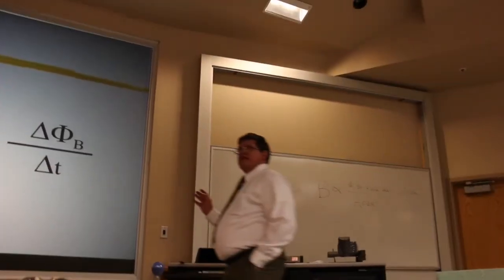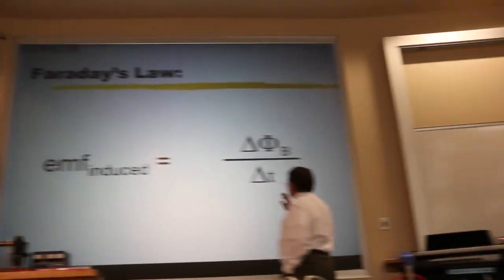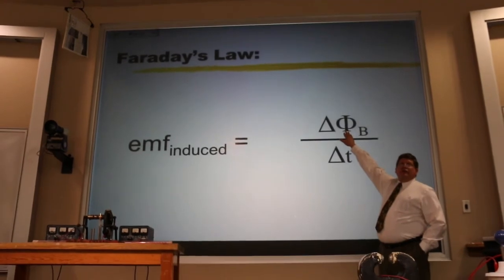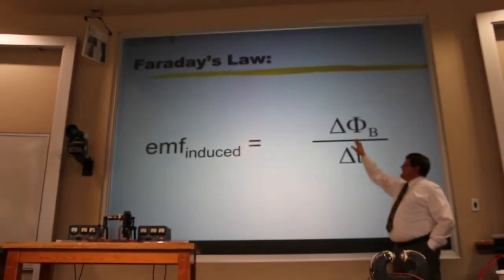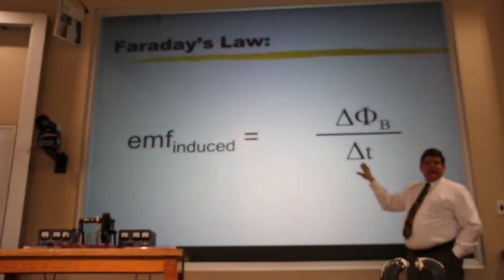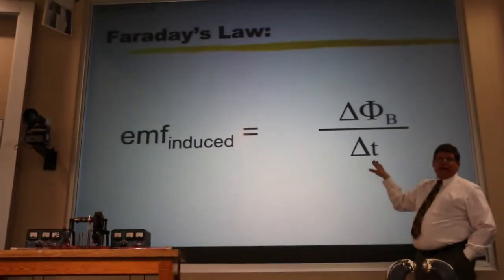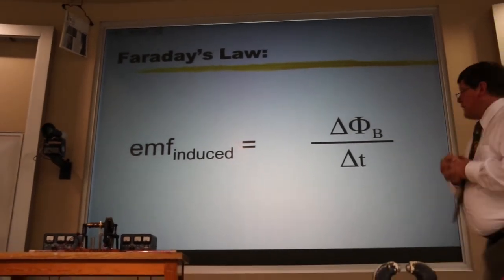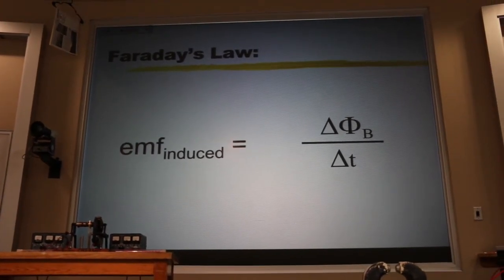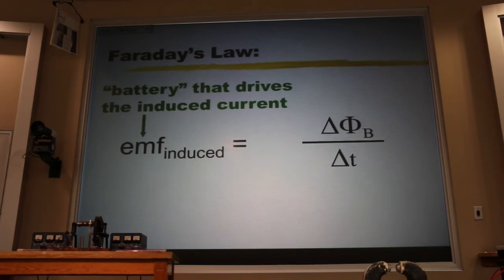Okay, here's the piece that I wasn't telling you about. It's not just how much you change the flux or the number of field lines through the loop. It's how quickly you do it. How many field lines you change per second. Now this is Faraday's law, almost, okay? That EMF on the left is the invisible battery that drives this induced current.